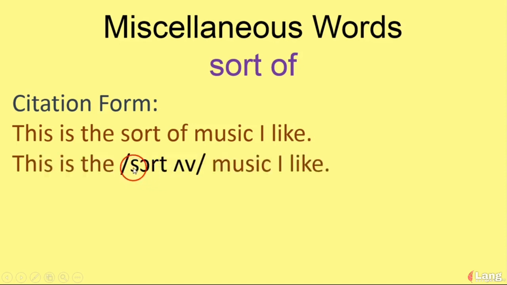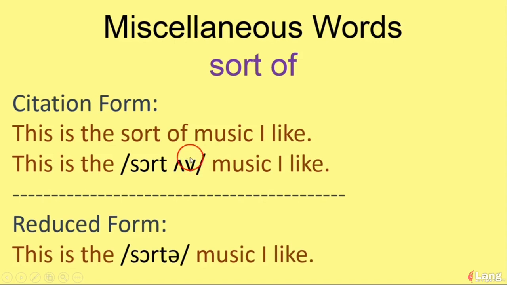In IPA, the sounds look like this, sort of, sort of. But in reduced form, we drop the V sound at the end of "of," and we say sorta, sorta. This is the sort of music I like. And if you notice, the T sound even sounds more like the D sound, like in dog, D. This is the sort of music I like.